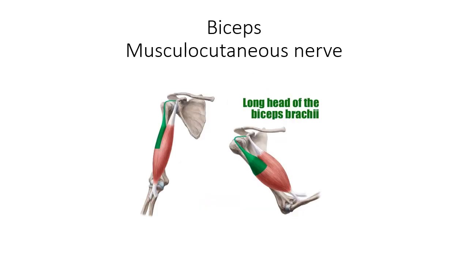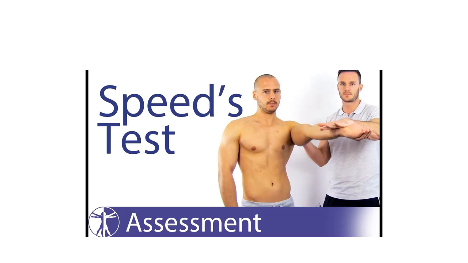Biceps muscle. The long head originated from the supraglenoid area and the short head originated from the coracoid. Both heads join each other to be inserted on the radial tuberosity. Nerve supply, musculocutaneous nerve. The function of the biceps, flexion of the shoulder. The long head flexes the shoulder and assists the brachialis muscle in flexion of the elbow and supination of the elbow. How do we examine the biceps muscle?